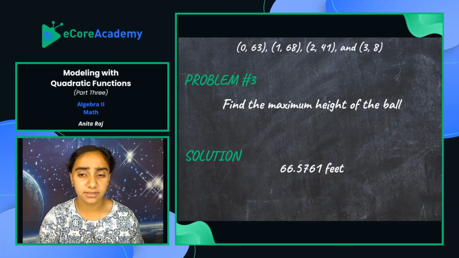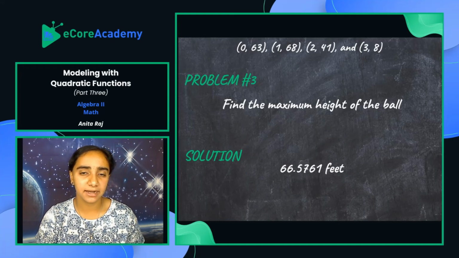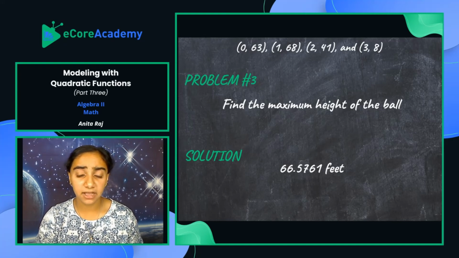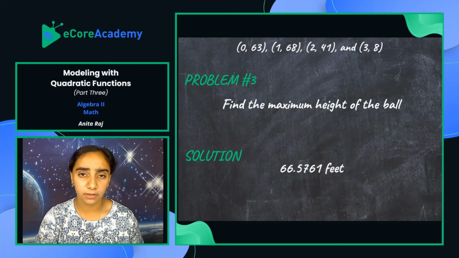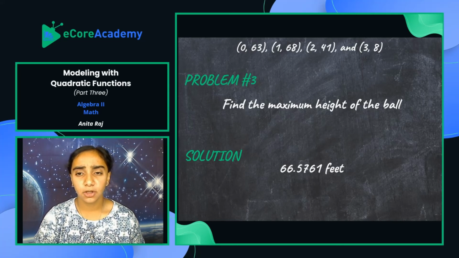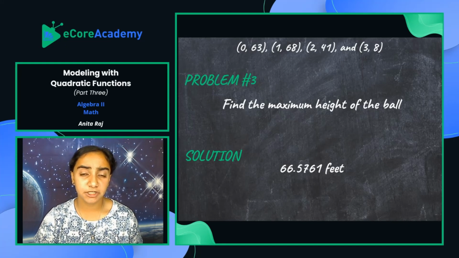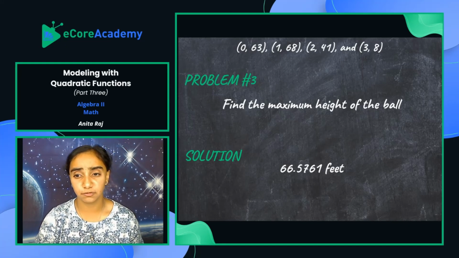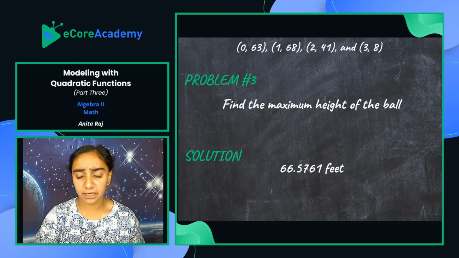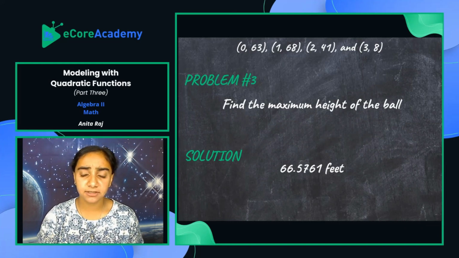Look at the point 168 at the top of the screen. Well, if you look at 68, that's the height in feet. And the calculator is telling us that the highest y coordinate, which is the maximum height of the ball, is 66.5761 feet. How is this possible? Well, again, the quadratic regression model that we graphed is an approximation. Remember that. So it's not going to be exactly accurate. The actual answer should be 68 feet.